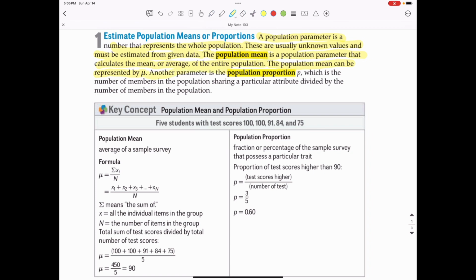Another parameter is the population proportion, p, which is the number of members of the population sharing a particular attribute divided by the number of members in the population. So let's first start with the population mean.